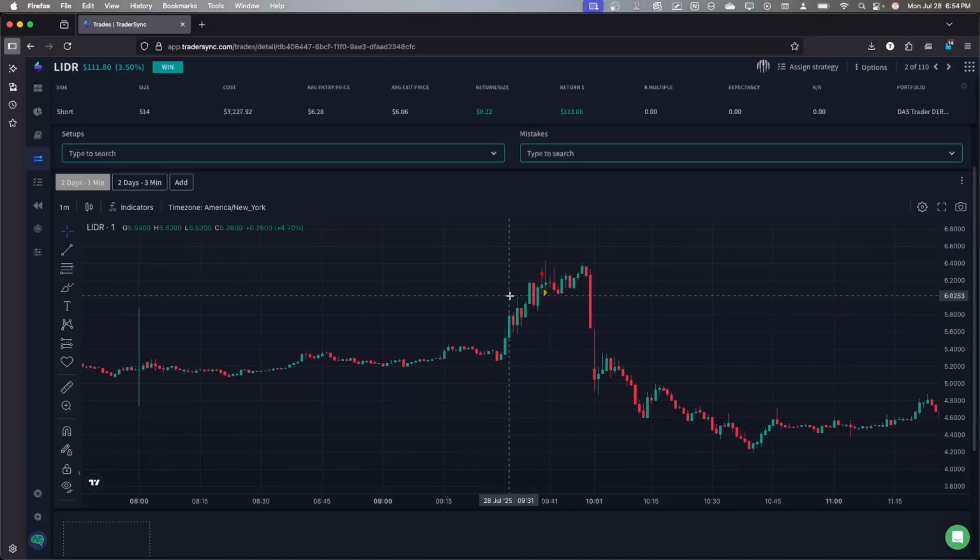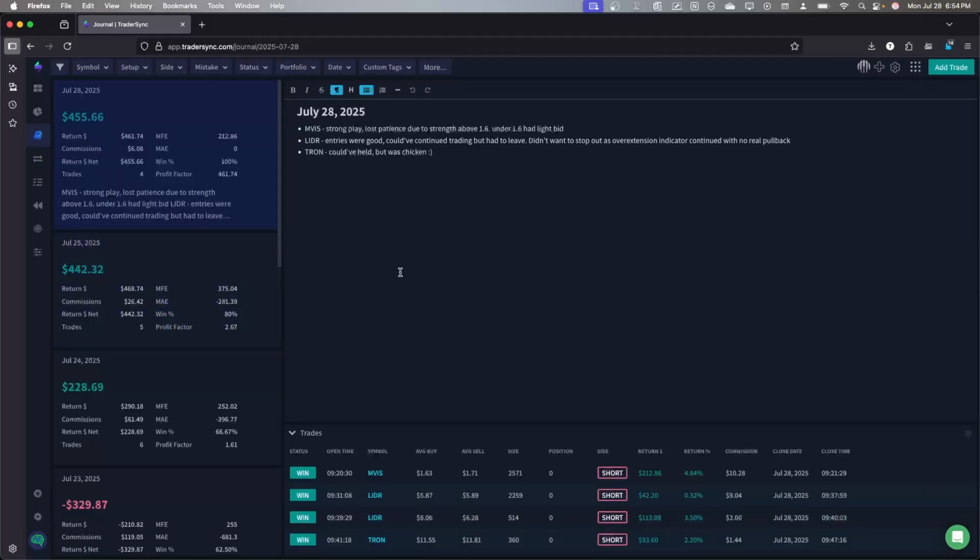So kind of sad I missed out on this, but LIDR was a previous runner, so not too worried about that all in all. Overall, strong day today. One of the stronger days. I guess the strongest day. And this is what happens, I guess, when you scale up: if you have a 100% win rate, you'll continue having higher days. And so I'm hoping to keep that.